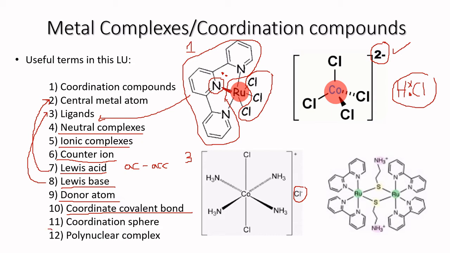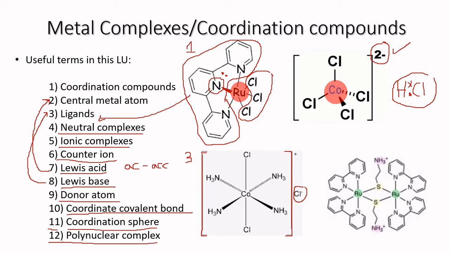Okay, term number 11, which is coordination sphere. What we mean by coordination sphere is this bracket. So this bracket is what we call the coordination sphere. Whenever I mention coordination sphere, you have to remember that this is what we call the coordination sphere.